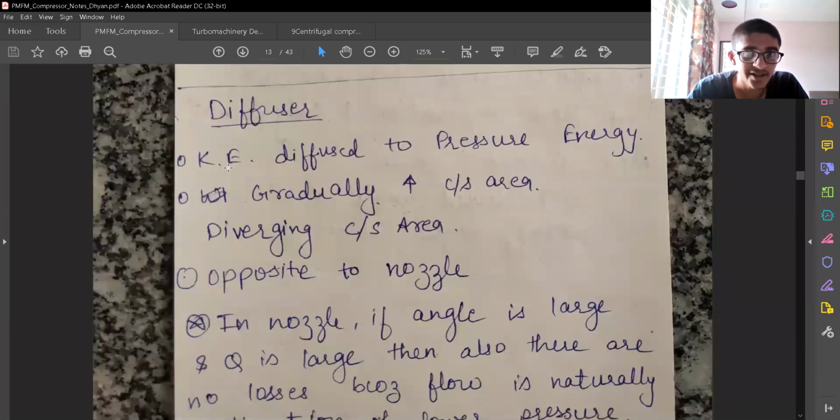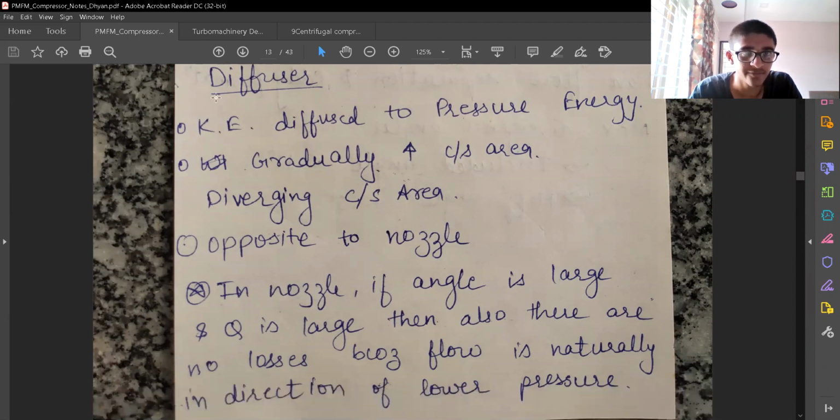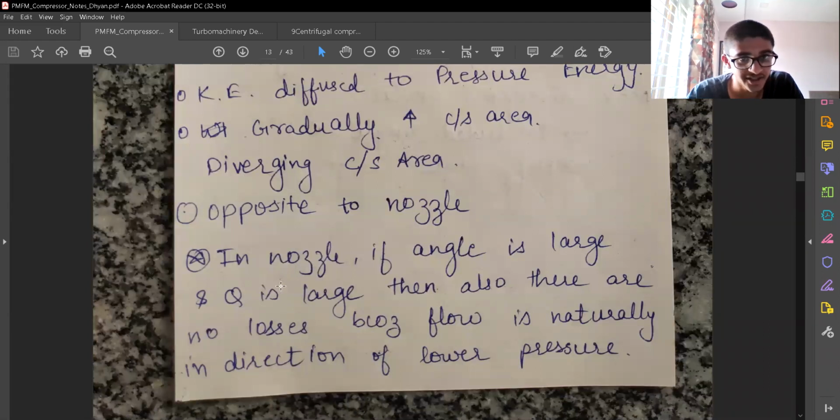The kinetic energy is diffused to pressure energy in the diffuser. Whatever kinetic energy is more than the inlet kinetic energy is being converted to pressure energy. What a diffuser looks like: it has a gradual increasing cross-sectional area, and increasing cross-section means diverging cross-section. Diffusers are opposite to nozzles. Diffusers increase pressure and reduce kinetic energy, while nozzles are designed to decrease pressure energy and increase kinetic energy. That is, nozzles accelerate the fluid and diffusers decelerate the fluid.